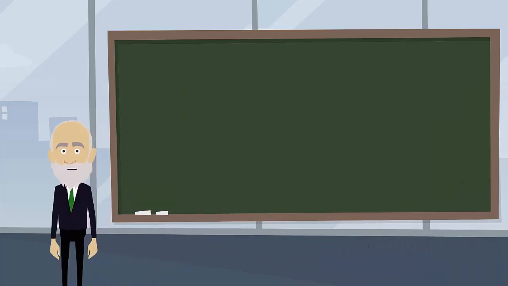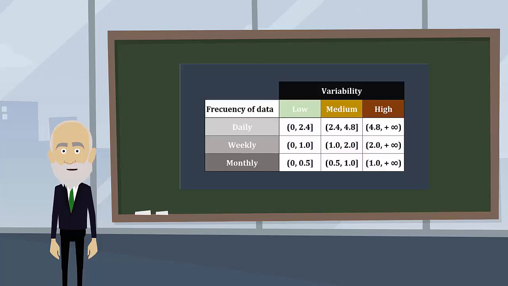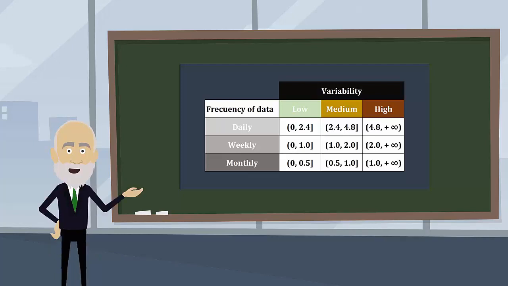On the other hand, it should be noted that the coefficient of variation is affected by the frequency of the measurement. For example, if the frequency of the measure is weekly, then we can consider that the variability is low if the coefficient of variation is less than 1. But if the frequency of the data is daily, then we will consider that the variability is low if the coefficient of variation is less than 2.4.